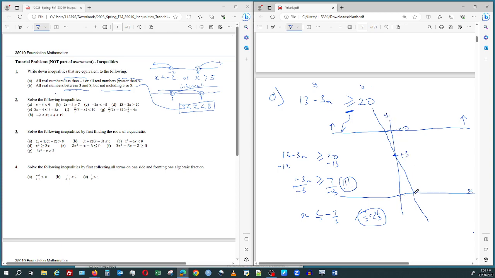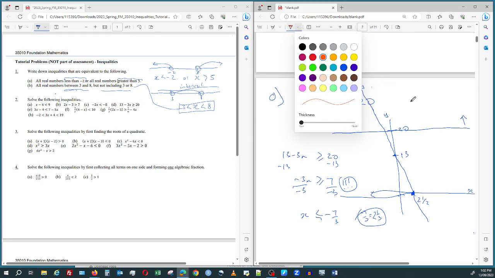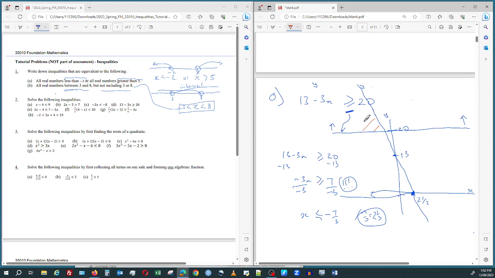So 2 1/3 will be here somewhere. There it is. 2 1/3. So we can colour that in. And off we go. Okay, so what that means is that this region up the top here is the region of interest. I'm going to change the colour because there's a lot of writing there. So this is the region of interest. It's above and all the way down there. Above 20, okay, and all the way up to the line.